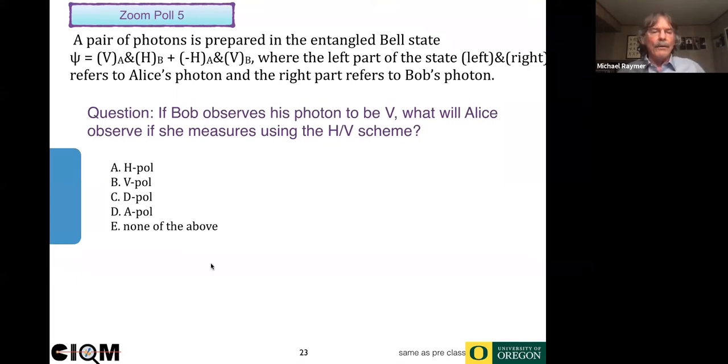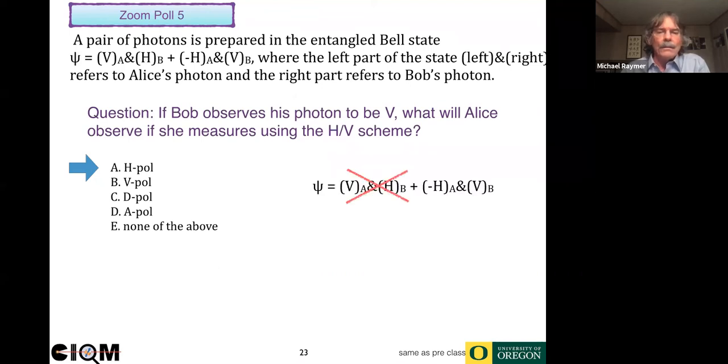Okay, so not everybody was brave enough to put an answer in, but those who did put an answer in said A, H, and that was correct, because this is just like classical. If Bob sees V, Alice is going to see H, because this other possibility is simply ruled out. This possibility is ruled out by Bob's initial measurement of V, which forces the conclusion.